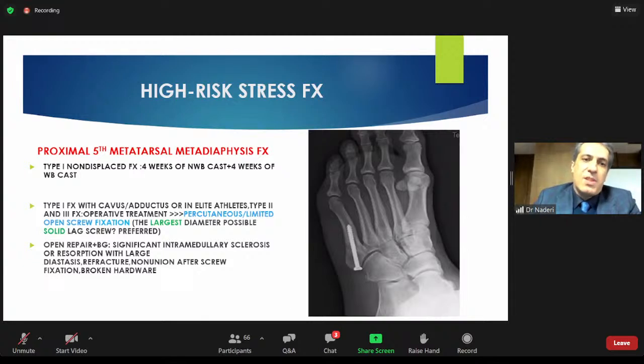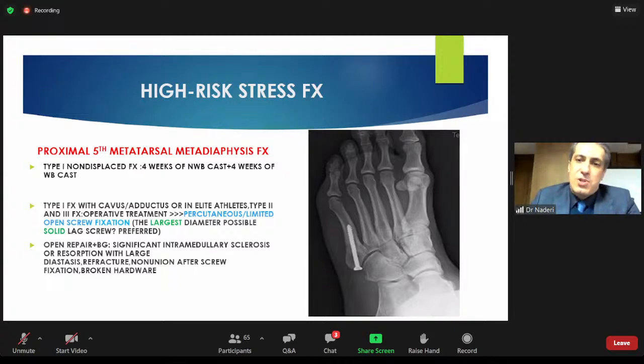Treatment for type 1 non-displaced fractures, that is the acute fracture, is 4 weeks of non-weight-bearing cast plus 4 weeks of weight-bearing cast. In type 1 fractures with cavus or adductus, or in elite athletes, in type 2 and 3 fractures, operative treatment is preferred. The typical and classical technique of fixation is percutaneous or limited open screw fixation.